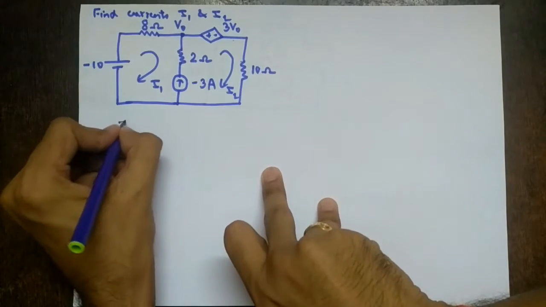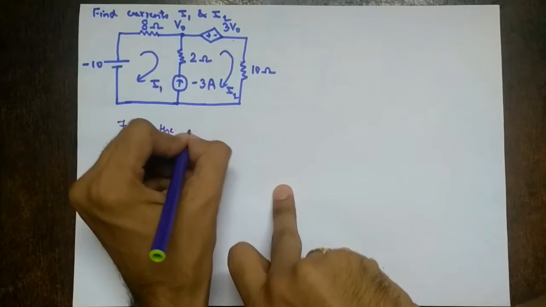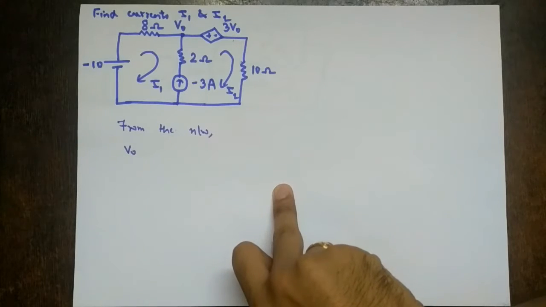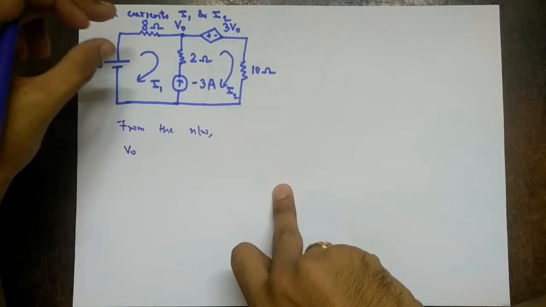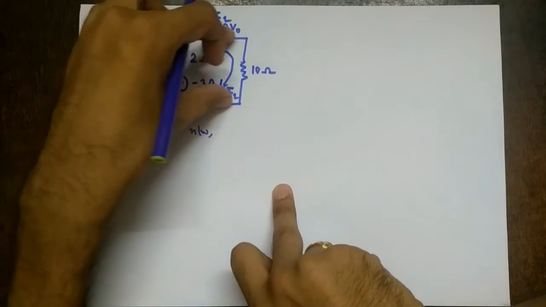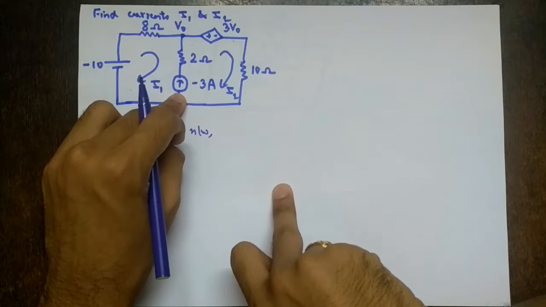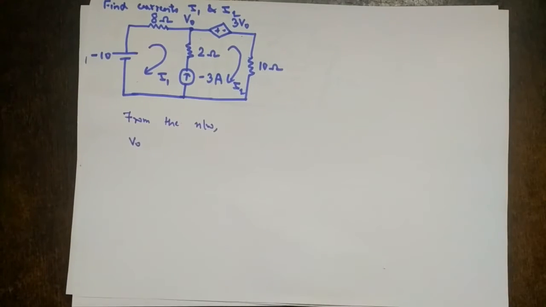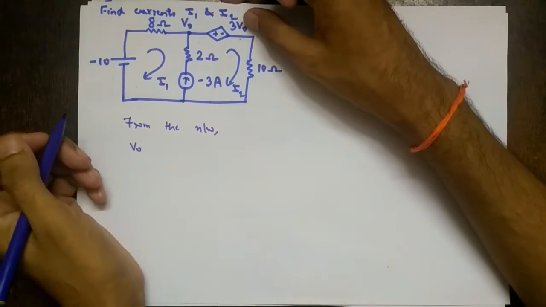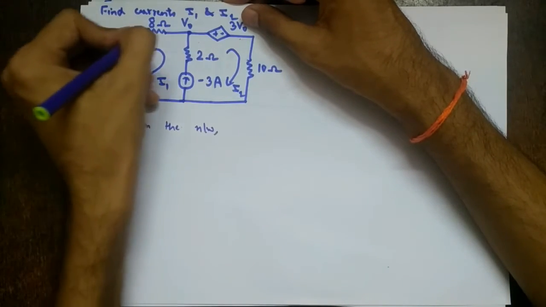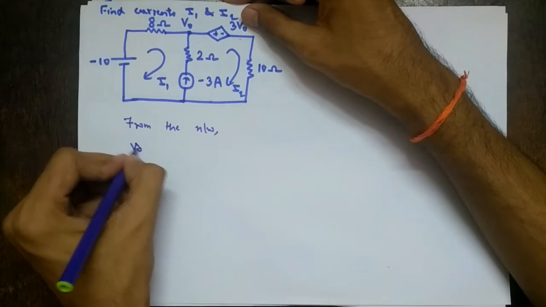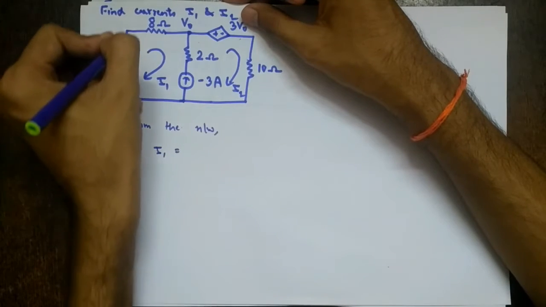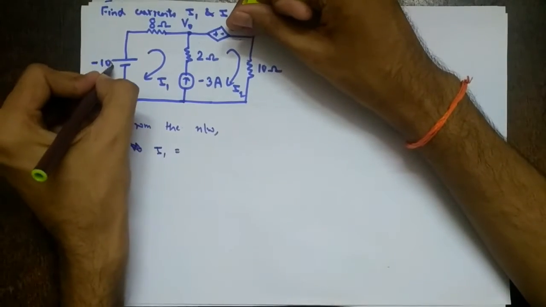So what we can write from the network, what will V0 be? V0 is nothing but the potential across this line. So how to write that? We know by Ohm's law that current I equals V by R. So if we write the current for this branch, what will it be? Current I1 equals voltage difference. Remember this value is in volts, minus 10.